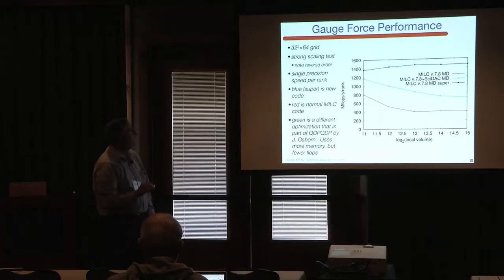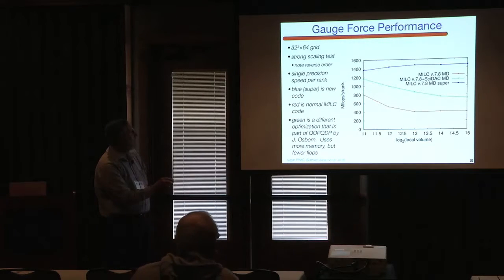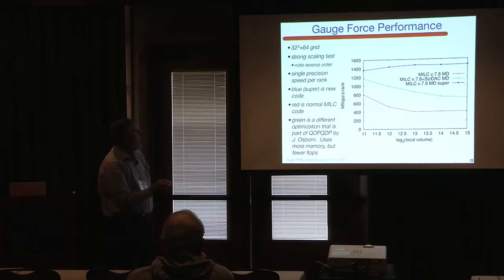So Alexei has integrated this into our code, and here higher is better, it's megaflops per rank. So this is the normal MILC code. This is actually a strong scaling study, but the way Alexei plotted this, this is the smallest number of nodes and this is the largest number of nodes because this is the local volume. And so what you can see is for the MILC code, when you have a large local volume, the cache performance is not that good and that's what's limiting you. And so the performance would go up this way.